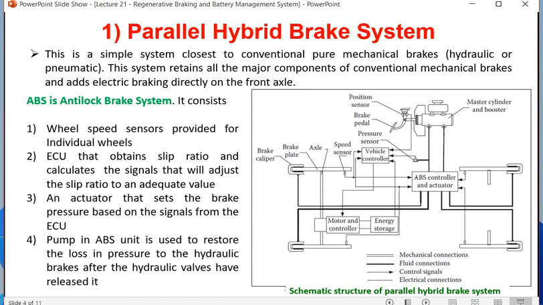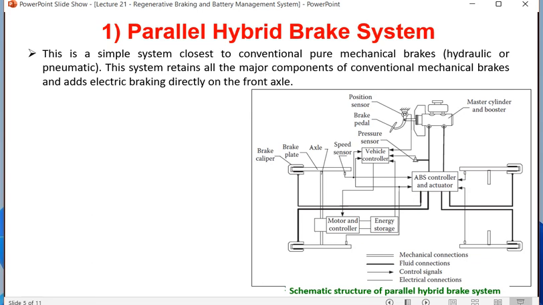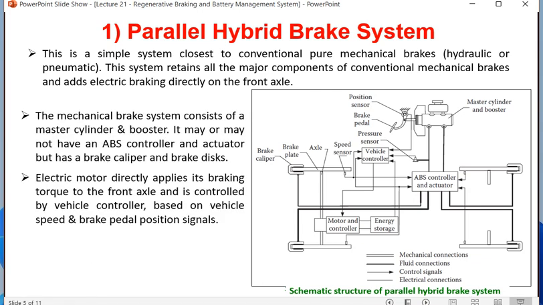Last one is the pump in the ABS unit, which is used to restore the loss in pressure in the hydraulic brakes after the hydraulic valves have released it. So there are different valves. There is a big master cylinder, and there are different valves which are maintaining the pressure in the hydraulic brake line. More knowledge about this parallel hybrid brake system.